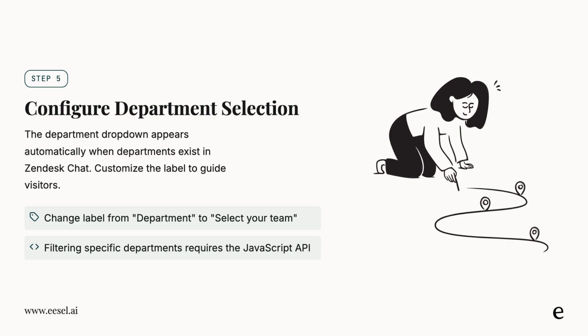You can rename the label to something like, "How can we help you?" But here's the catch. Filtering which departments show in the list requires JavaScript, which we'll cover in the next section.